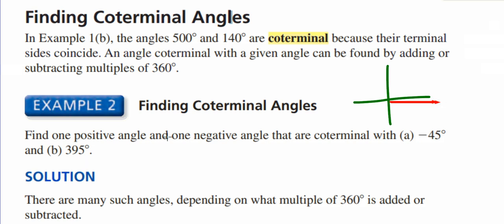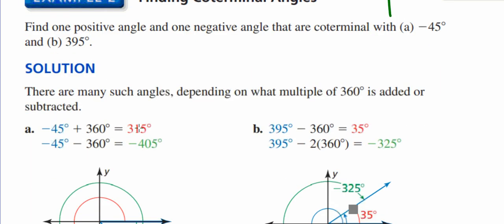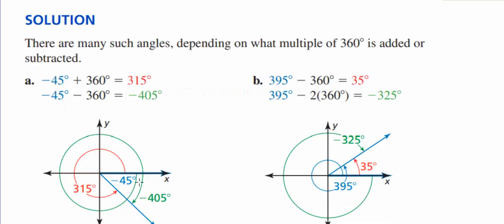So finding one positive angle and one negative angle that's coterminal with negative 45. To do that, all you have to do is add and subtract 360. And 395, well, here you might just want to subtract 360 twice, because again, if you need one negative angle, if you add 360 and subtract 360, you're going to get two positive angles. All right, so there you go. I'll show you they added 360, they got 315. 315 degrees is the same exact line as negative 45 is.